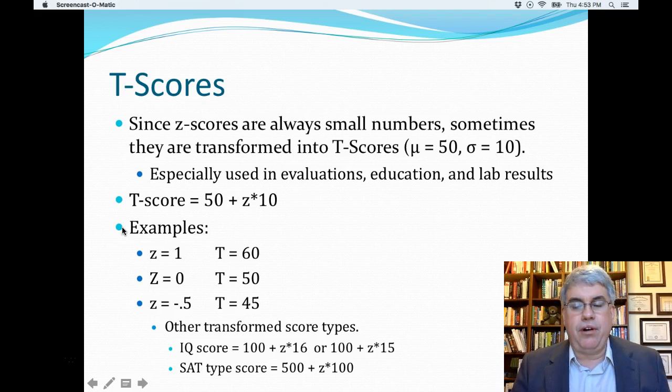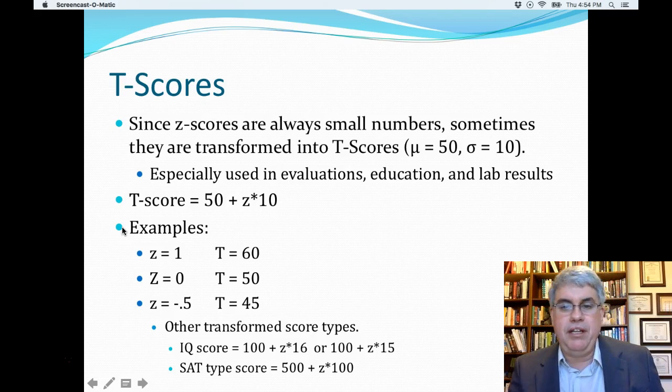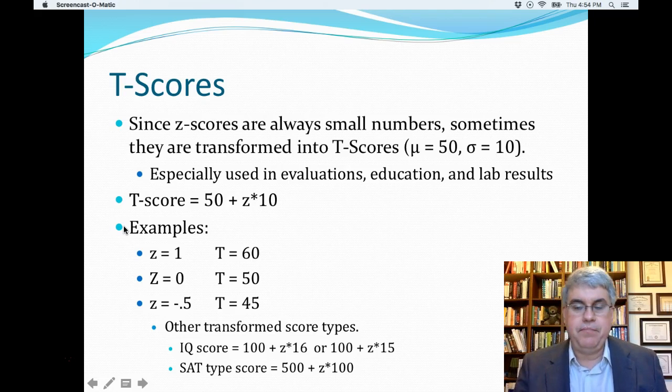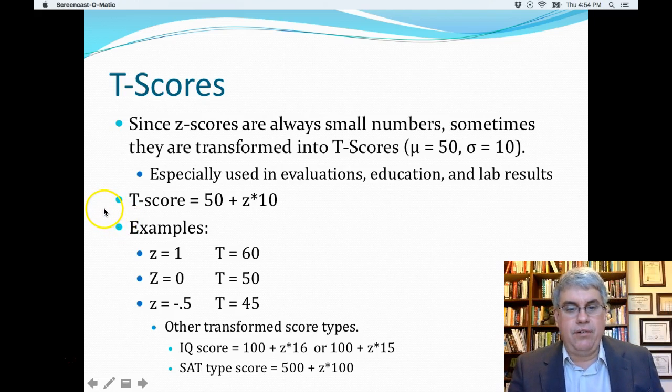So since these scores are always small numbers, sometimes they're transformed into t-scores where the average score is 50 and the standard deviation is 10. Now this is especially used in evaluations and in educational purposes, lab results, like when you get blood tests. And we can calculate t-scores from the z-scores with the formula t equals 50 plus z times 10. So you just take your z-score, times it by 10, and add it to 50, and that'll give you a distribution of scores where the average score is 50 and with a standard deviation of 10.